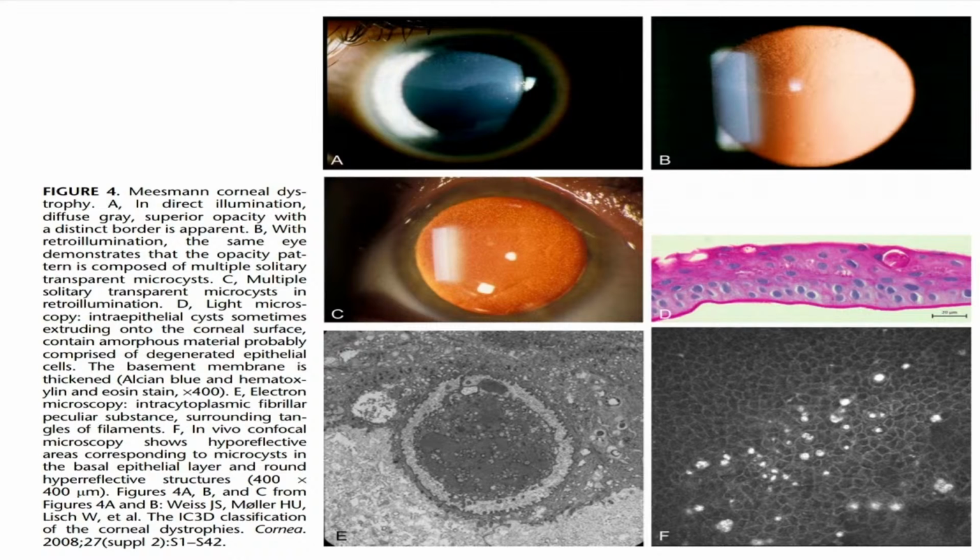And on light microscopy, there are intraepithelial cysts, sometimes extruding onto the corneal surface. They contain amorphous material, which is probably degenerated epithelial cells. The basement membrane is thickened and it is Alcian blue positive. On electron microscopy, we can see intracytoplasmic fibrillar substance surrounded by tangles of filaments. On confocal microscopy, it shows hyporeflective areas corresponding to the microcysts and some round hyperreflective areas.